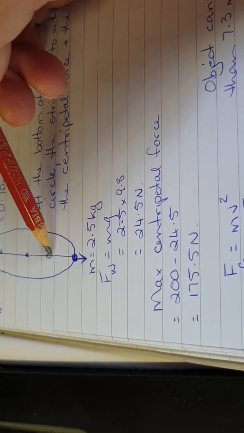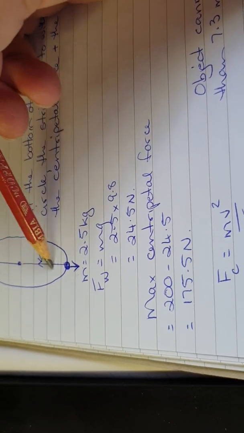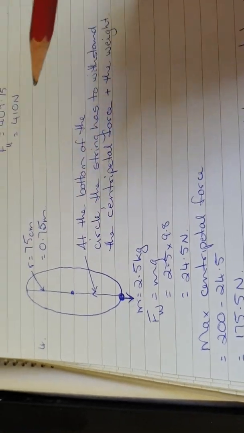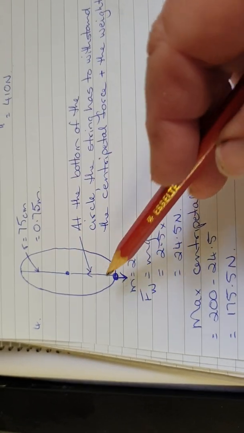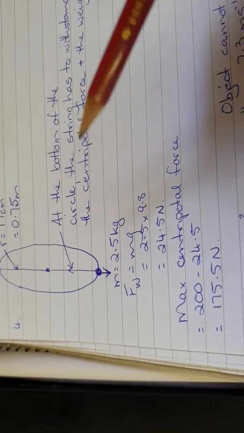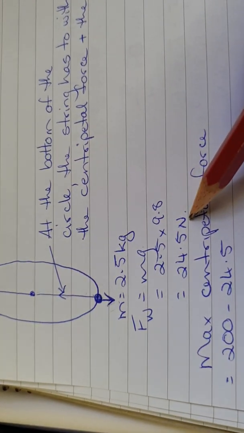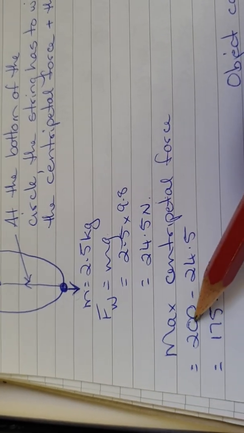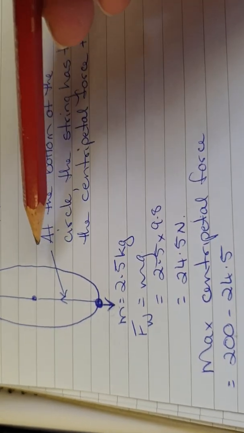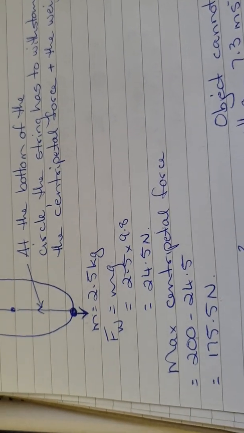So the string has got to overcome that weight, and it's also got to put up with the tension from the centripetal force. At the bottom of the circle, you've got the centripetal force and you've got the weight. They can only add up to a maximum of 200. So we get the weight, 24.5 newtons. I'm going to take that off the maximum that the string can bear, leaving 175.5 newtons. That's the maximum tension that I can have in the string from the centripetal force.